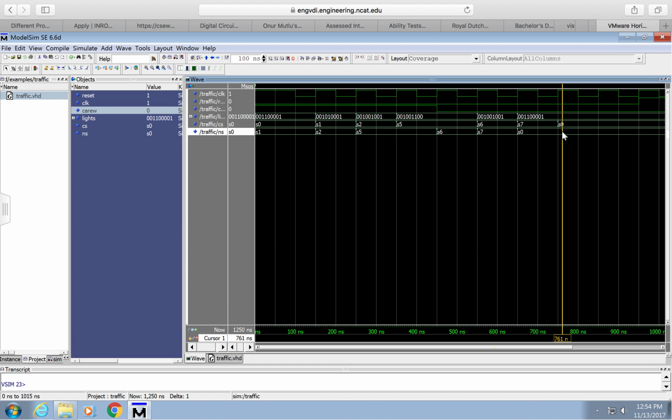Thank you for watching. I hope this demonstration helped you understand how to create a traffic light with a sensor that detects when there's a car on the north and south direction.